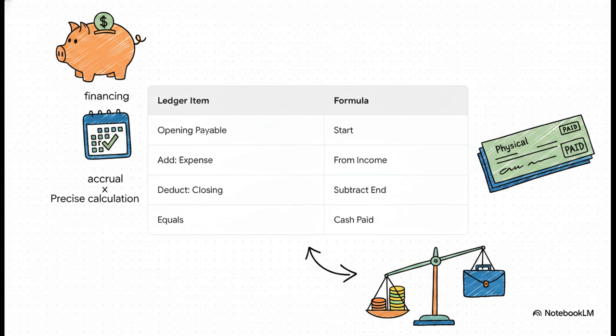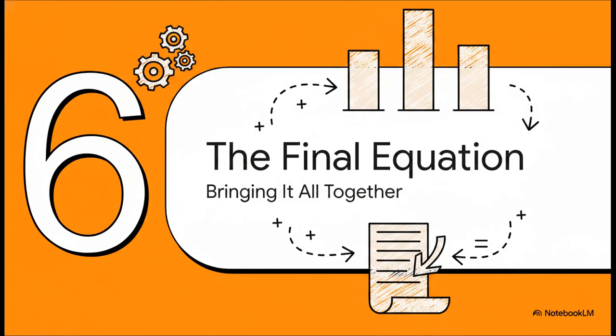Now, a really common trap here is just grabbing the dividend expense straight from the income statement and using that. But remember, that's an accrual. To find the actual cash you paid, use this exact formula. Take your opening dividends payable, add the current year dividend expense, and deduct the closing dividends payable. This specific calculation guarantees we're only reporting the dividends we actually wrote a physical check for, not just what the board proposed. And finally, Section 6, the final equation, bringing it all together.